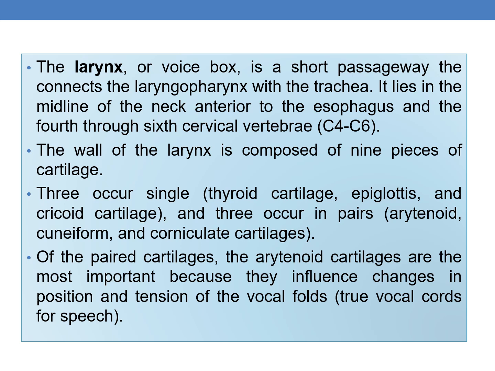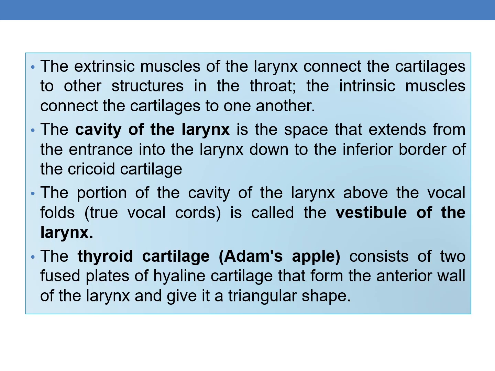Of the paired cartilages, the arytenoid cartilages are most important because they influence the changes in the position and tension of the vocal cords, which are vocal folds, which are nothing but true vocal cords for speech. The extrinsic muscles of the larynx connect the cartilages to other structures in the throat, and the intrinsic muscles connect the cartilages to one another.